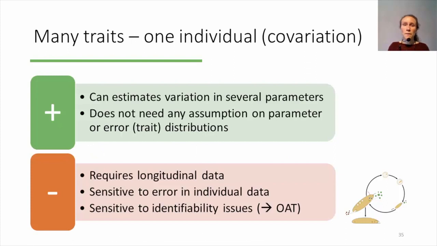In that way, so using many traits and estimating a model on one individual at a time, you can estimate variation in several parameters at a time, as they did with the springtail study. However, you require longitudinal data. Usually you would require individual data for several traits, and in particular for size traits, for example. And these methods are very sensitive to error in individual data, of course. If you don't have that many individuals, that's even worse.